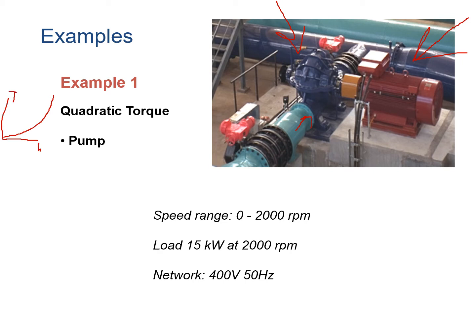And in this example, our pump runs up to 2000 RPM, and its power consumption at this RPM will be 15 kilowatts. And we have a given network. So this is the network at this particular plant or factory or wherever we have the pump. So we see immediately that 2000 RPM is not a very convenient RPM, because usually our motors are either for 1500 RPM or for 3000. So let's see what we get.